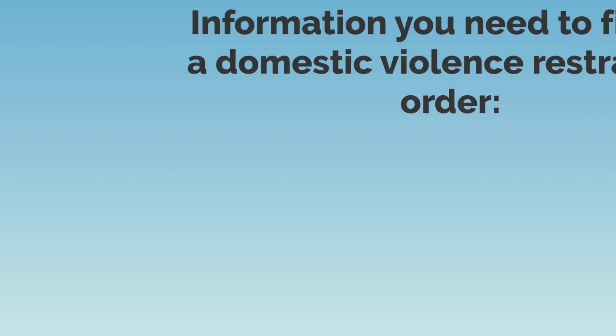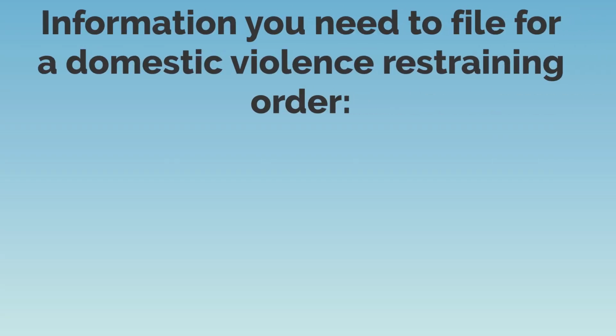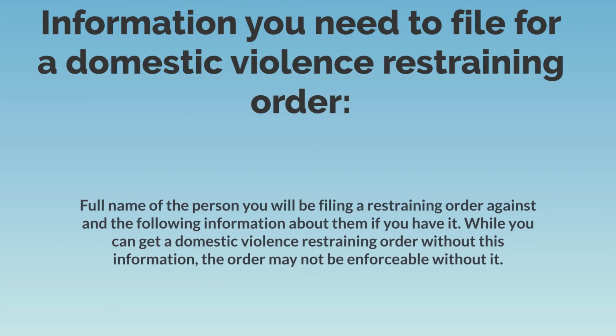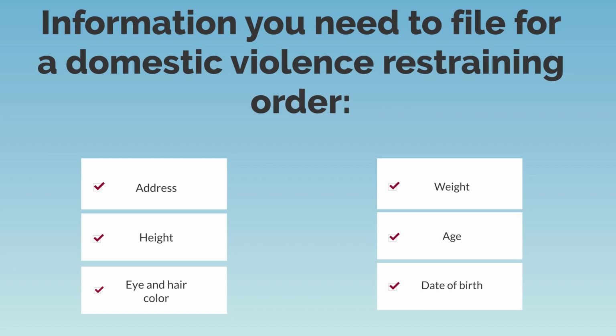To file for a domestic violence restraining order, you'll need the full name of the person you'll be filing a restraining order against, and the following information about them if you have it. While you can get a domestic violence restraining order without this information, the order may not be enforceable without it. Address, height, eye and hair color, weight, age, and date of birth.